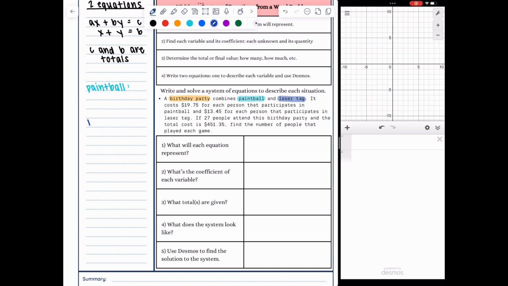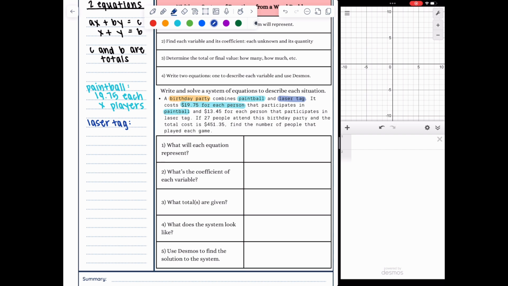When we're talking about that as an activity, I like to make a list of all of the information. So I'm going to keep a list here in the margin of everything that's associated with paintball, and then everything associated with laser tag, because right now it looks like those are the two things I'm comparing. So paintball, it says, is $19.75 for each person. To figure out how much the paintball costs, you need to know how many people are playing paintball. That's an important part. I'm going to associate paintball with the variable x. I'm always going to use x and y. I'm boring that way. Sorry.